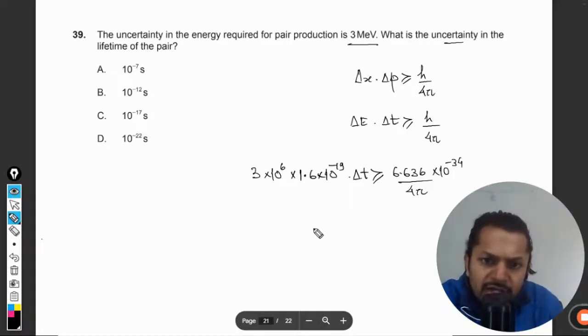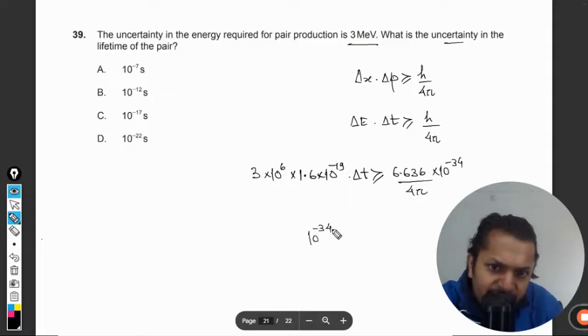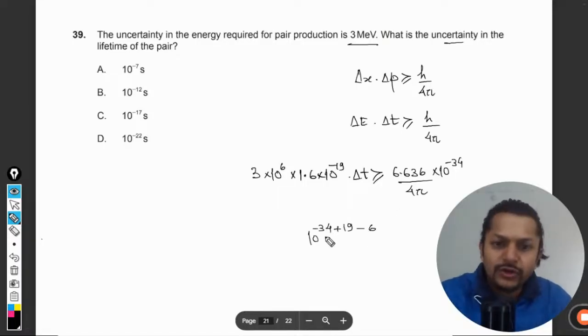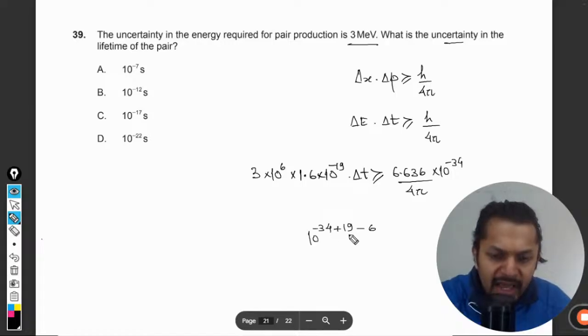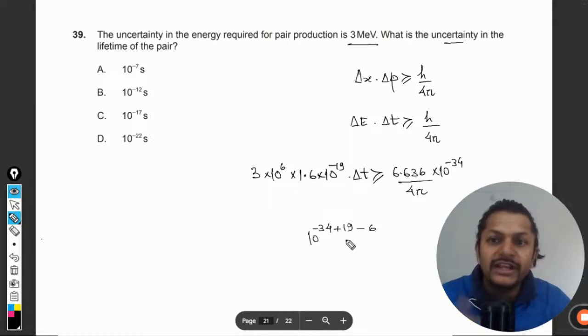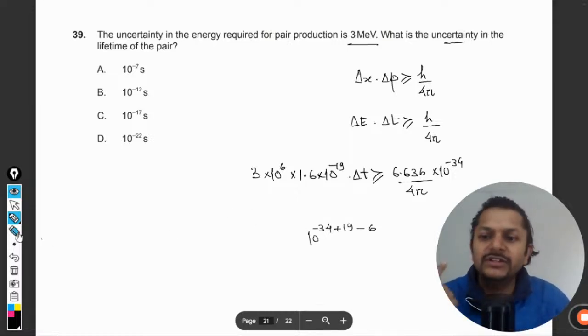Let us see. So I am interested in this raised to the power. So 10 raised to the power negative 24. This when goes to the other side, it will be positive 19. 6 goes to the denominator, it will be negative 6. So it is going to be negative 40 plus 19. So clearly the answer is coming out to be nearly 21. Do you see that? 21. Now that is the problem. This is what I was telling.